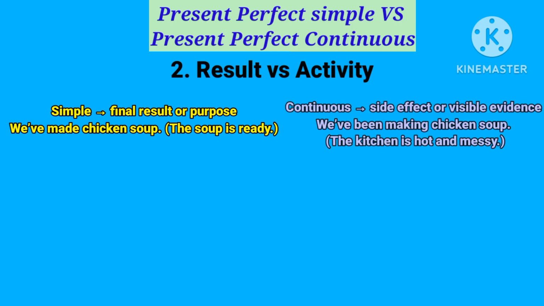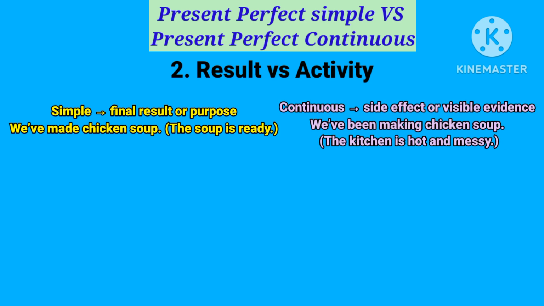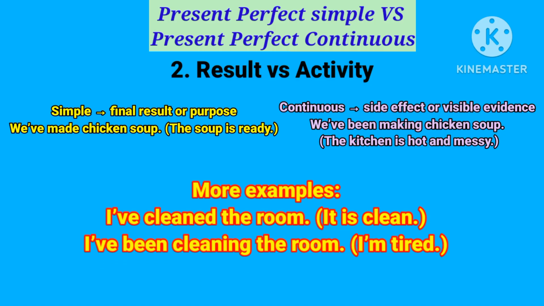In present perfect continuous, the side effect or visible evidence is important. For example, we have been making chicken soup. The kitchen is hot and messy. So this is the visible evidence and side effect. Some more examples. I've cleaned the room. So the final result is that it is clean. I've been cleaning the room. The visible evidence or the side effect is that I am tired.